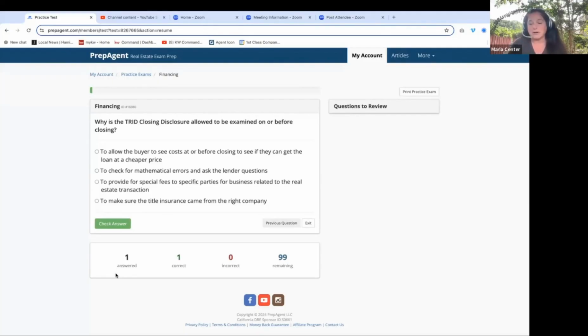What's that TRID disclosure all about? The TRID disclosure is to let us know where all of our money is going at that closing table. So it's going to be important that they have this available so that we can check for mathematical errors and ask the lender questions if we have any.